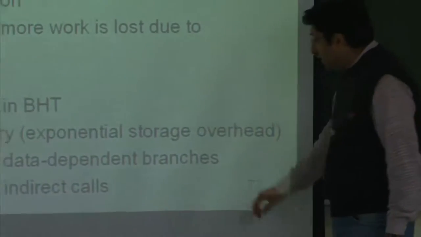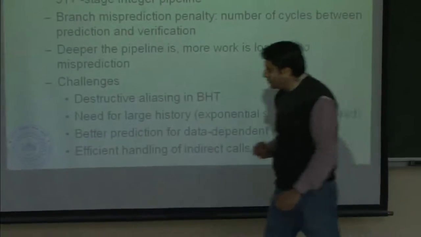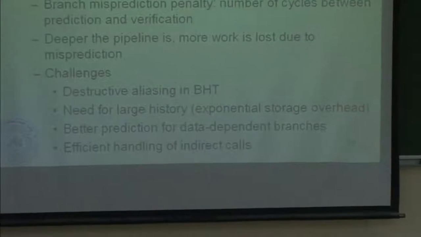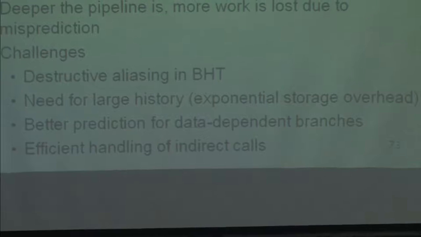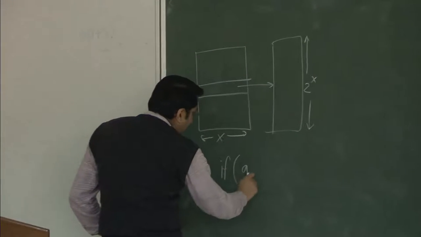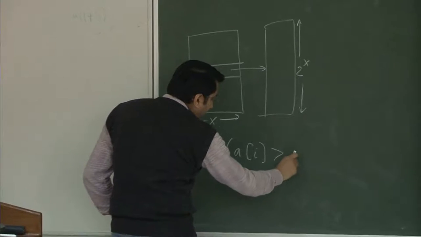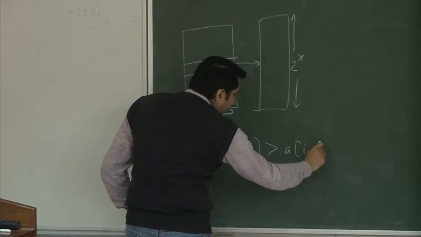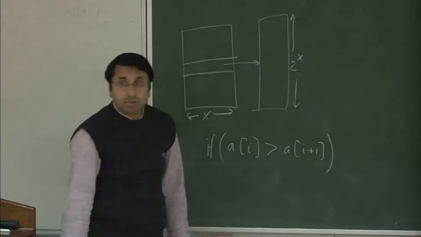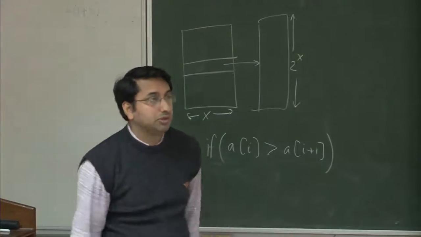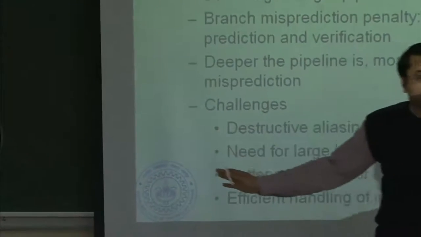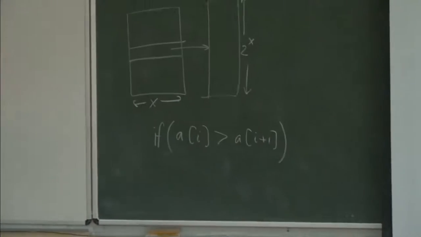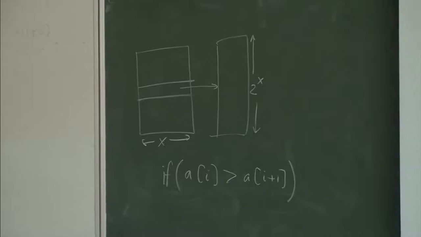Better prediction for data-dependent branches. So this is a very big problem. For example, you might remember from your sorting algorithms, a typical comparison that you do there, you often do this, for example, in bubble sort. It is extremely difficult to predict this branch because it depends on the pattern of the data that you have in the array.